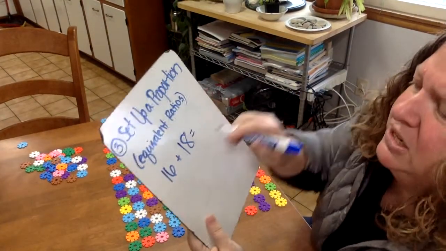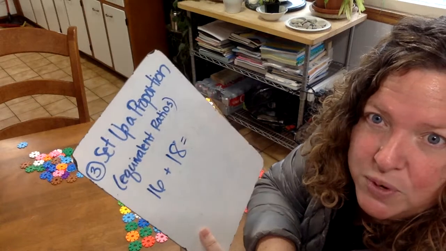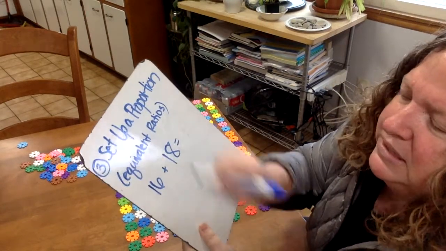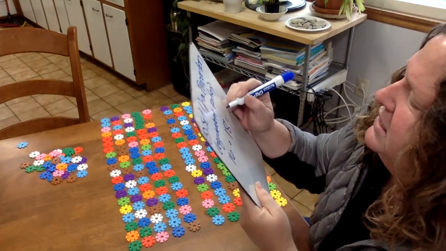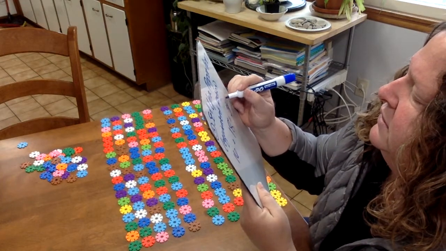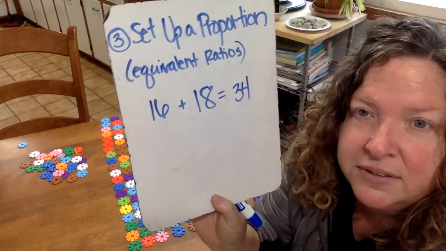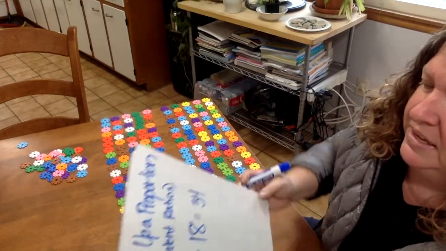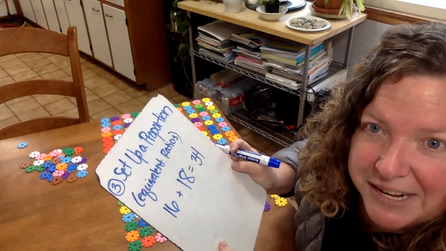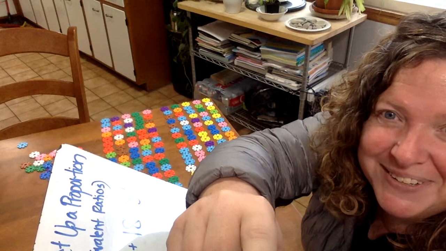So here we need to know how many in the 200 are light blue. Well, 16 plus 18 is 34. So now let's see if we can set up a proportion.